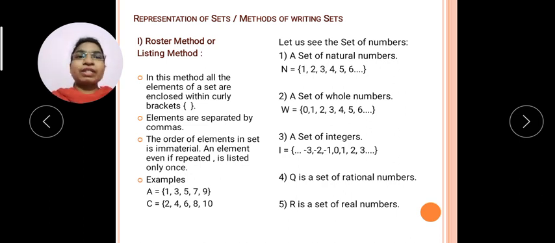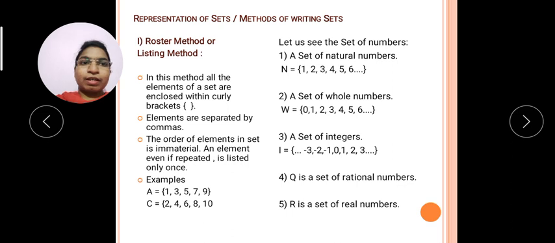Now the representation of a set, or method of writing the set. There are two methods to write a set. The first one is the listing method, or roster method. Listing method means what? The meaning of that method is in its name only. Why? List means what? Something is listed there.